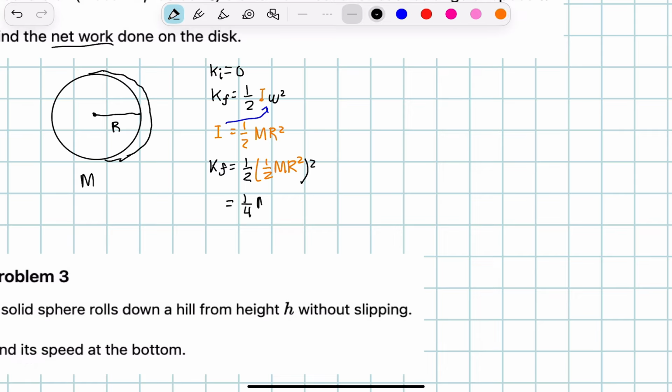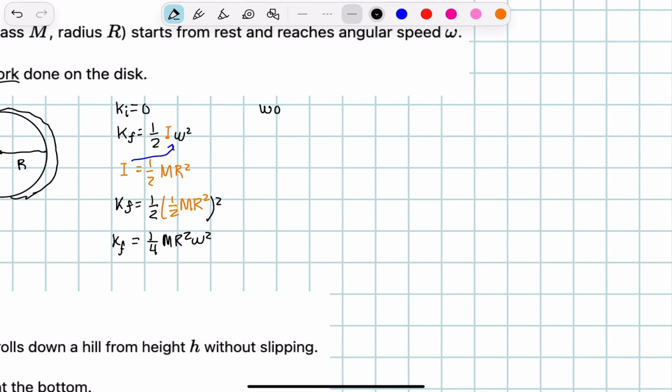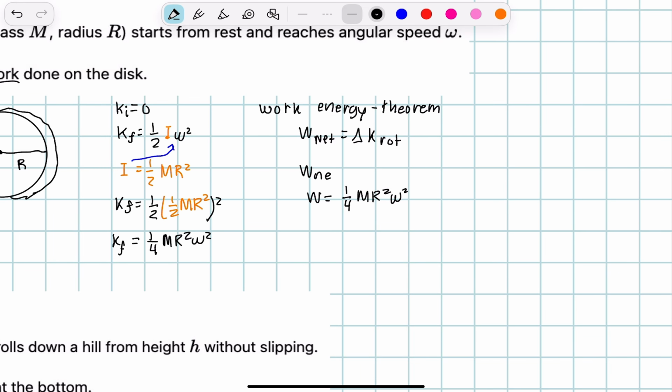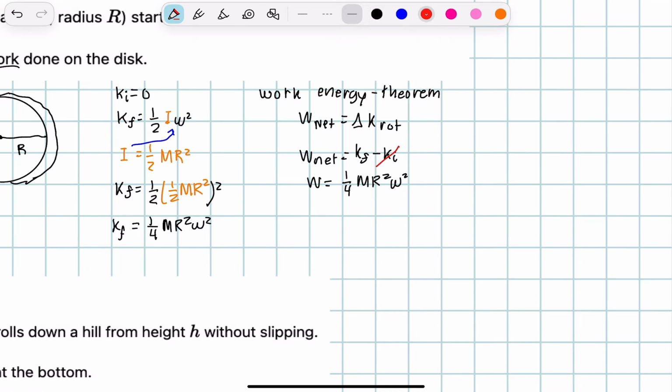and that is just going to give us 1/4 mr squared omega squared. Now we can apply the work-energy theorem. By doing this, we know that net work done is equal to the change in the rotational kinetic energy. So the work is going to equal 1/4 mr squared omega squared, since the change is just KF minus K initial, and K initial was just 0. Now let's move on to another problem.